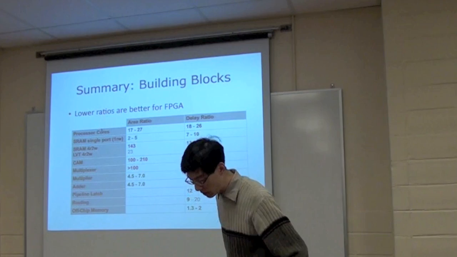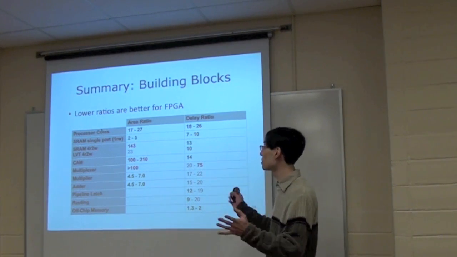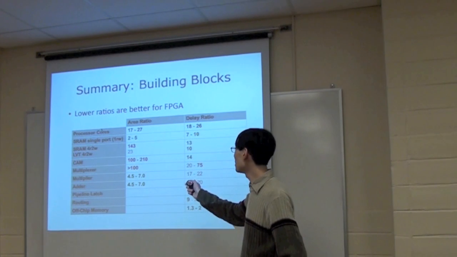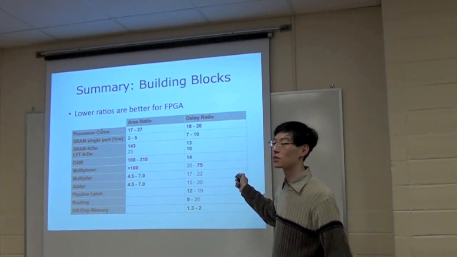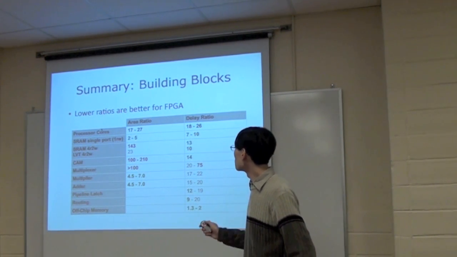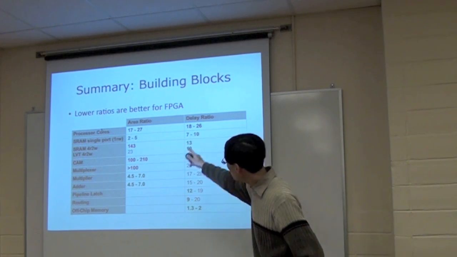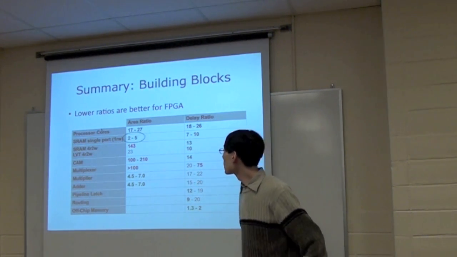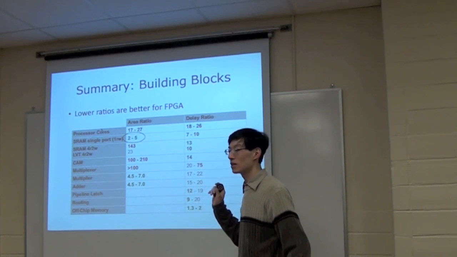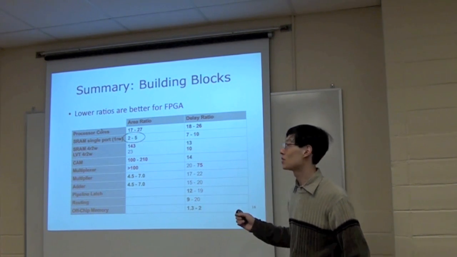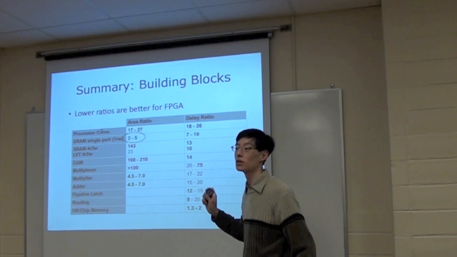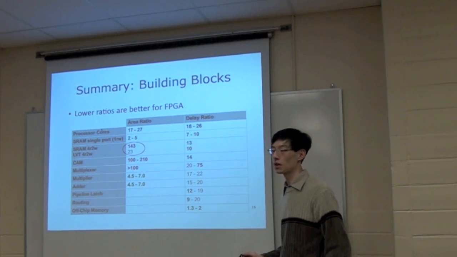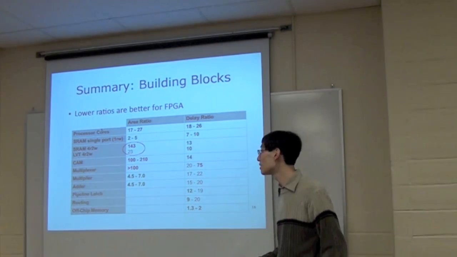Here's a summary of all of our comparisons, including those that we didn't cover. As a reminder, our average area ratio is 23x, our average delay ratio is 22x. You can see from here that the area ratios tend to vary quite a bit more than the delay ratios. We saw that single-ported SRAMs are particularly efficient on FPGAs. 2 to 5x is much smaller than 23. We saw that multi-ported SRAMs are significantly worse than that.